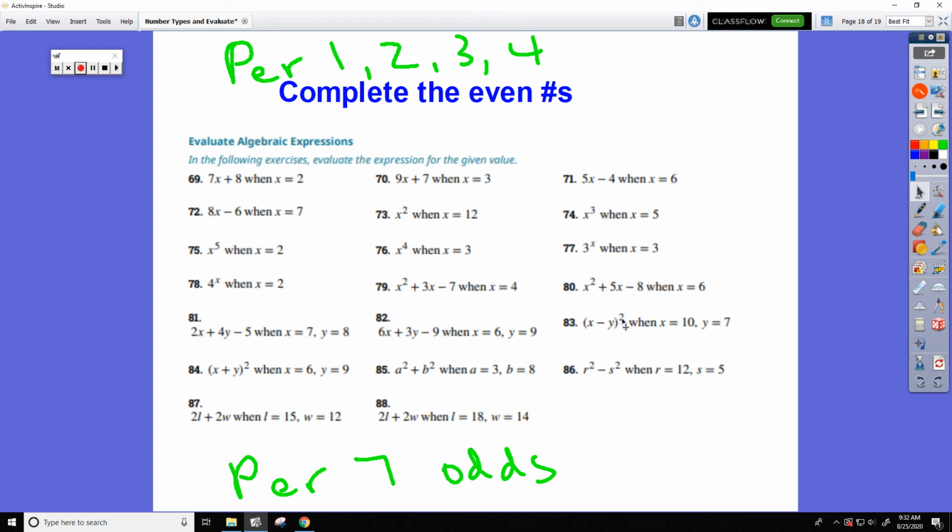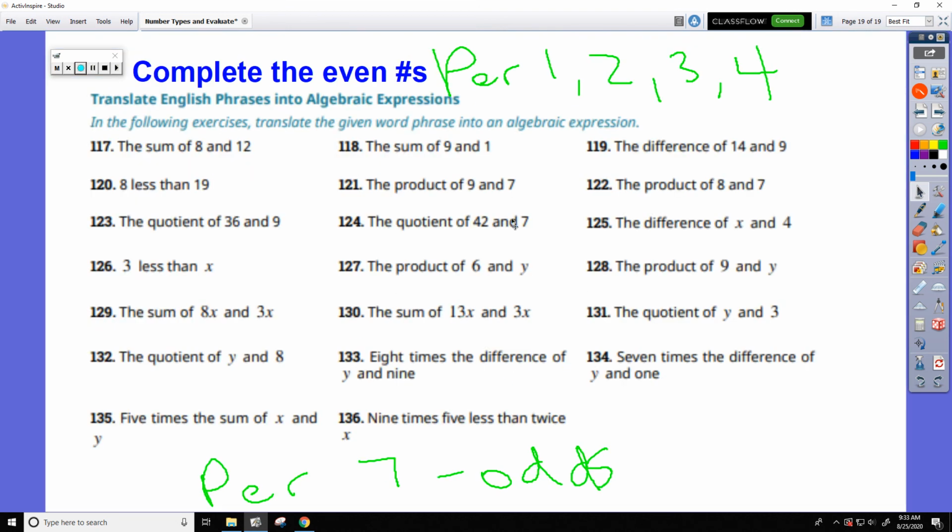Like 83, you're going to do parentheses first, and then you're going to square after it. You don't square first because that's an exponent. Here, you're going to square because it's the exponent, and then you're going to add last. Here, you're going to do what's inside parentheses and then the exponent, because parentheses is the first P in PEMDAS. And then the second half, you're going to write these out as an expression. So periods 1, 2, 3, 4, you do evens, period 7, you do odds.